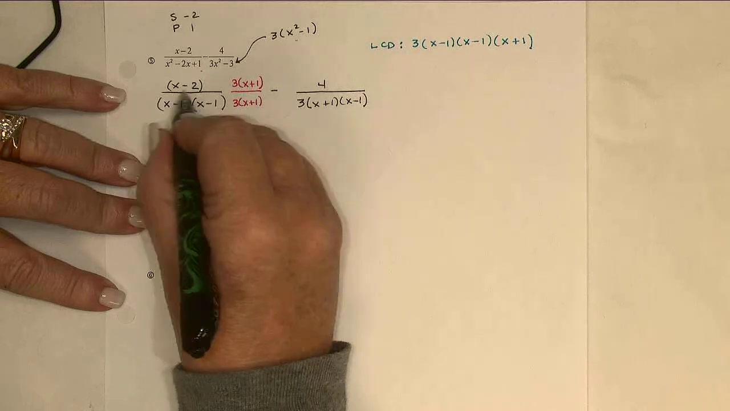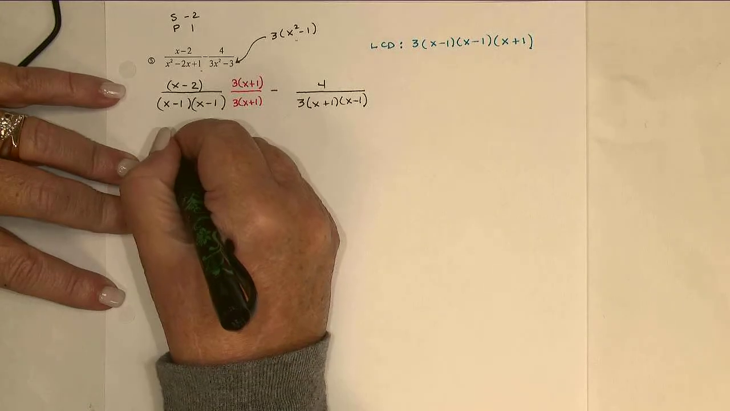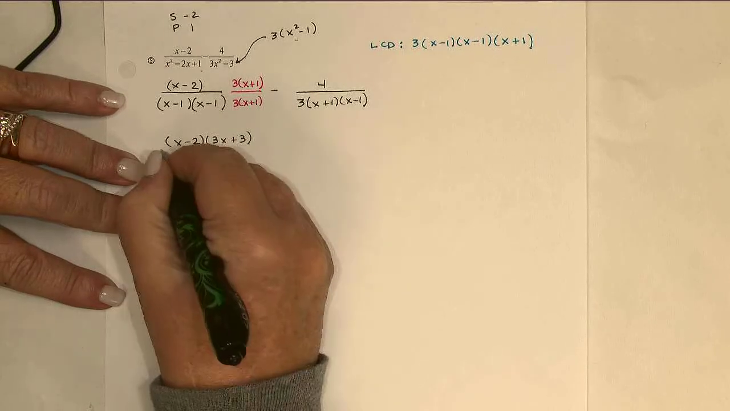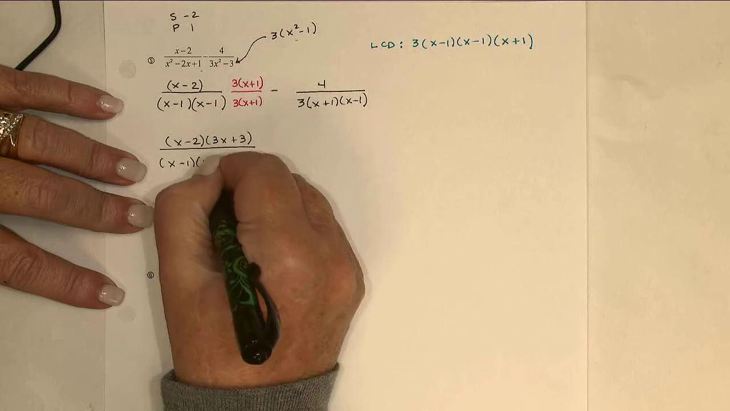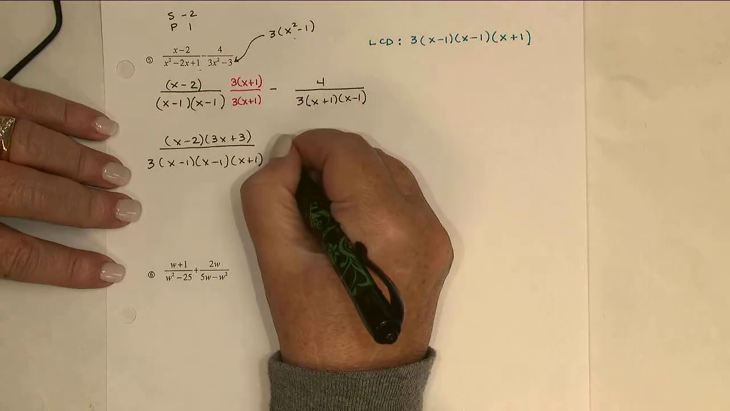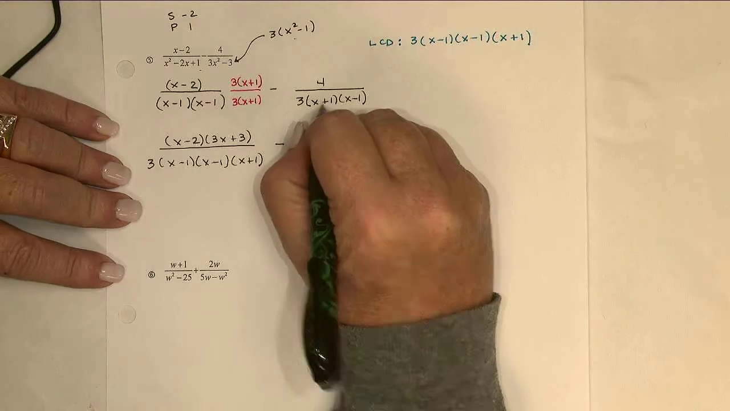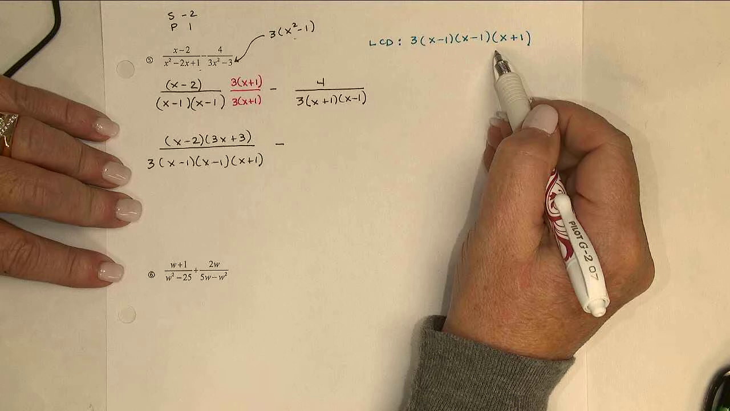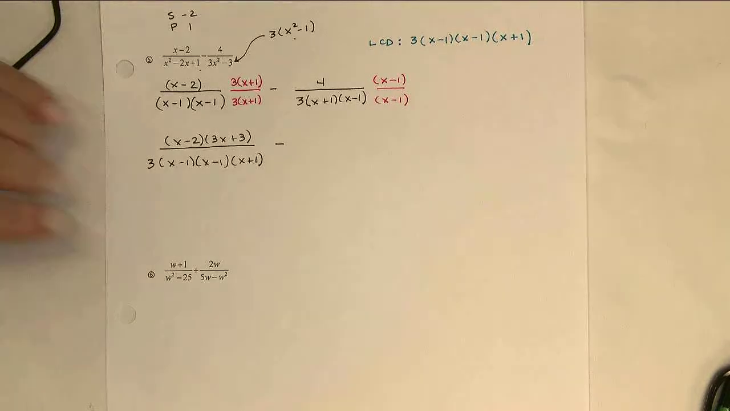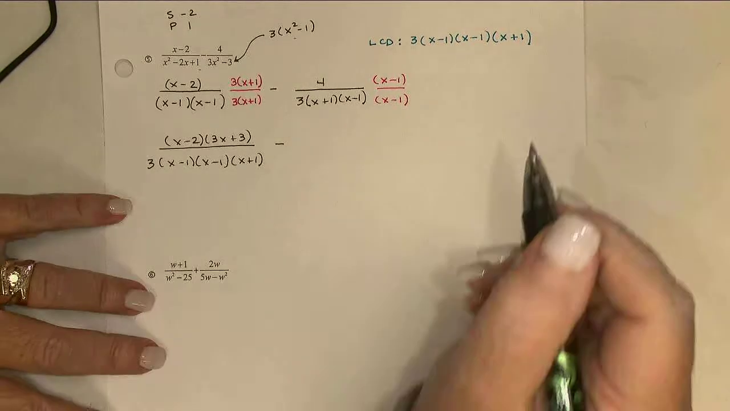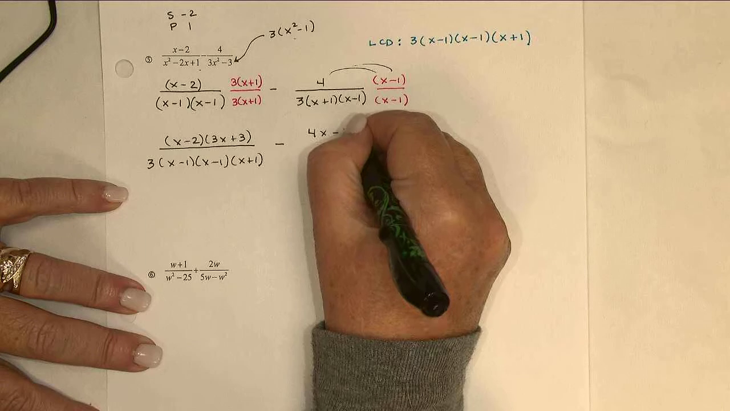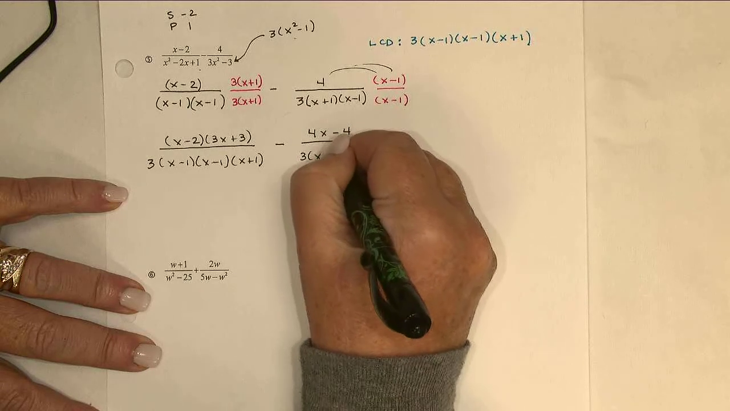Let's see, there's a little bit of multiplying out to do up here. For right now, let me write that as x minus 2 times 3x plus 3. And I'm going to need another step to finish multiplying that. Minus, comparing this one to the LCD, we're only missing one of the x minus 1s. So I'll multiply by the form of 1, x minus 1 over x minus 1. And let's see, that's going to be 4x minus 4 over the LCD.